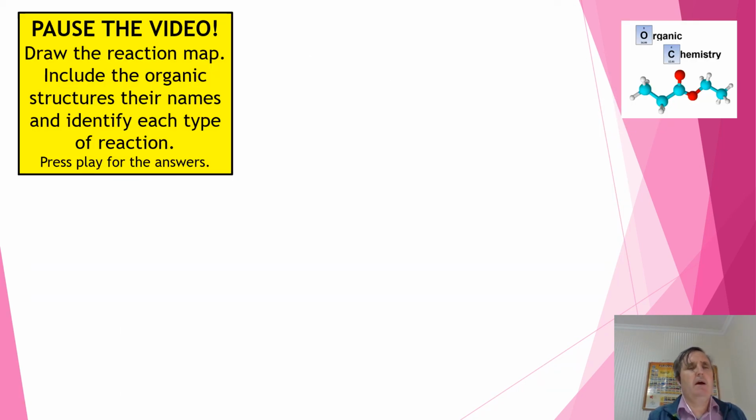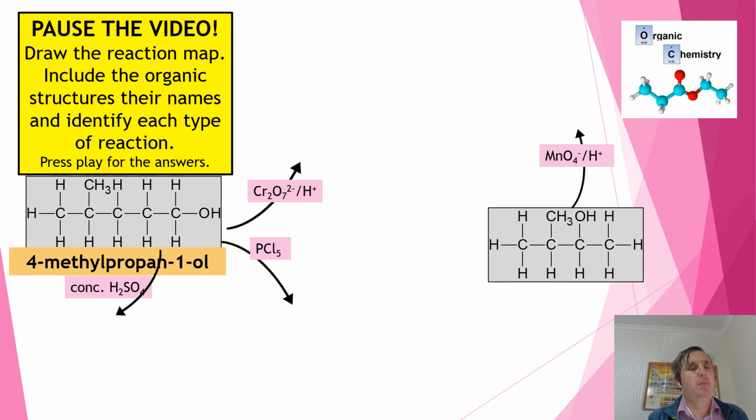Okay, so what you want to do now is pause this video and write down this reaction scheme. Notice on the left, I have a primary alcohol, and on the right, I have a secondary alcohol. You want to see if you can write the products of these 4 different reactions. And once you start it again, you'll see the answers as I put them up.